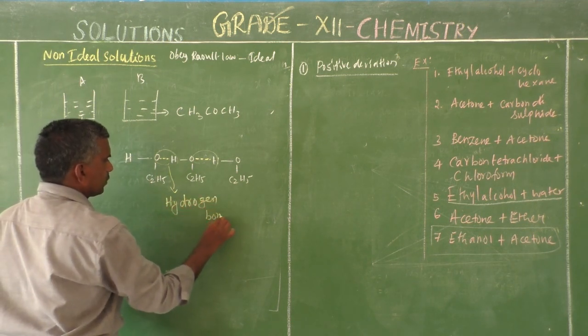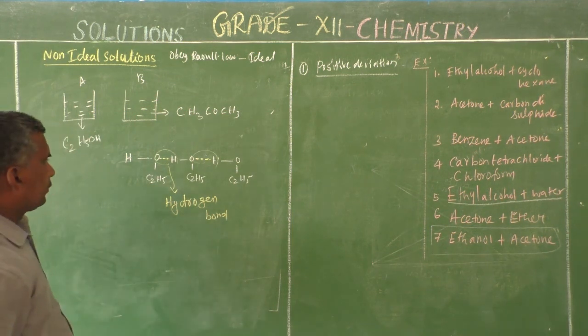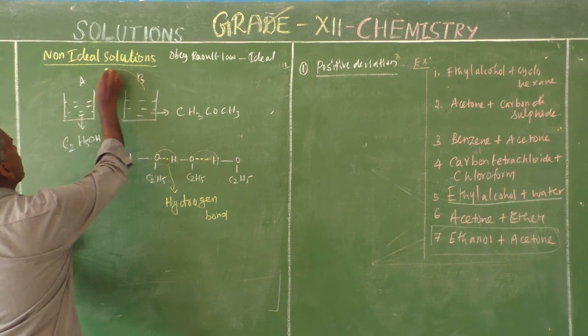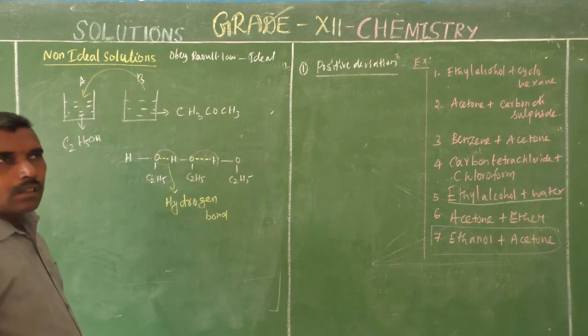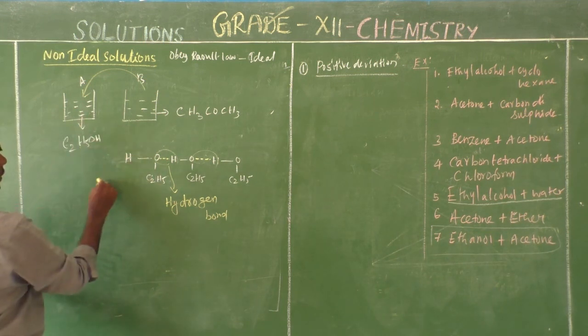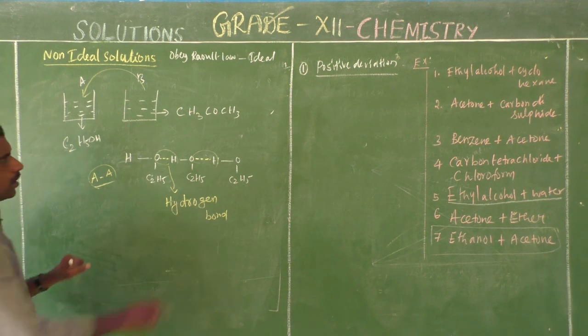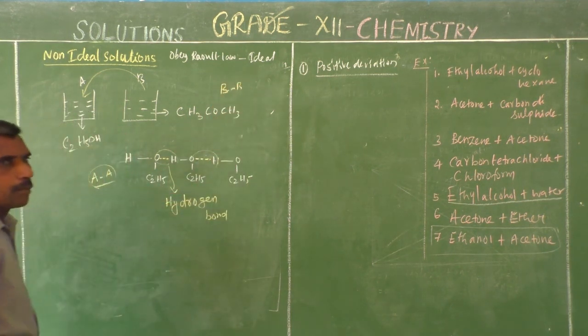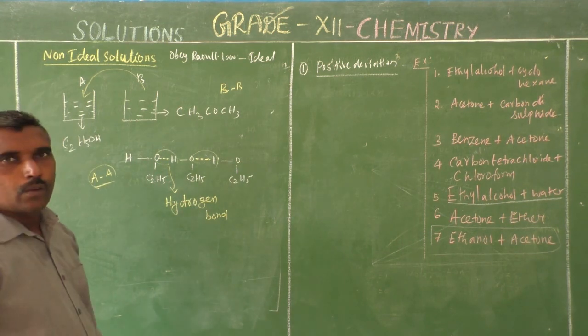Hydrogen bond is present. Now the acetone is mixed into solution A. Ethanol has intermolecular forces A and A, and acetone has intermolecular forces B and B. Okay, what happens?